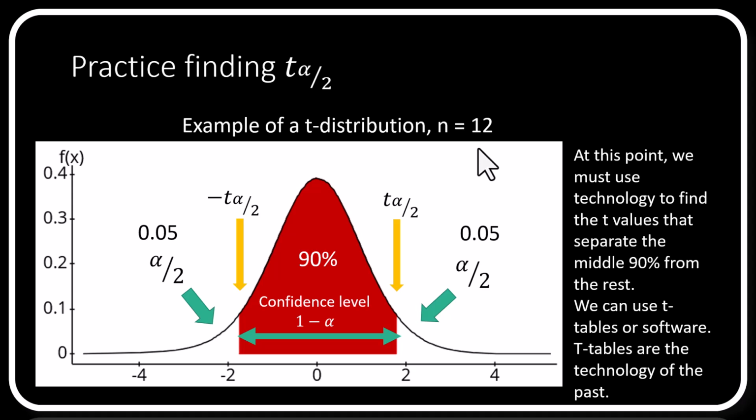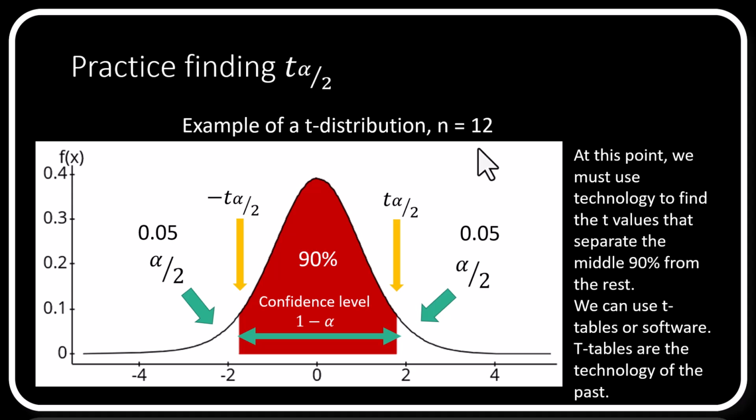We can use t-tables or software. If you think about it, t-tables are really the technology of the past. In the past, before computers and modern technology, people would sit down and tediously compute the t-values for different degrees of freedom, or different sample sizes, and different confidence levels, and then they would fill out that table. So using software really isn't any different from using a t-table. It's just the technology of the past instead of the technology of the present.